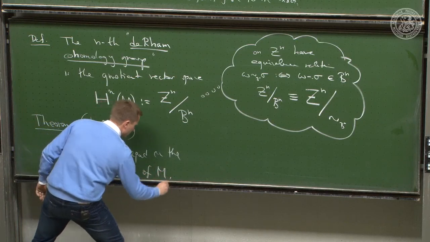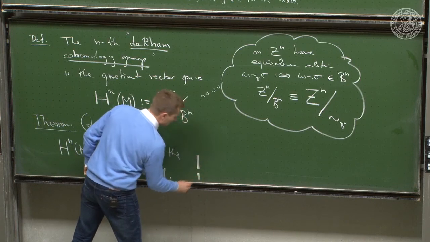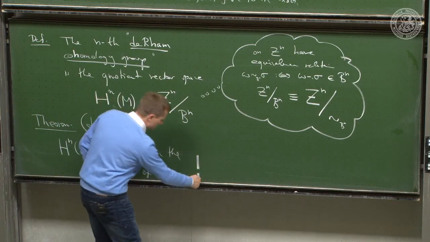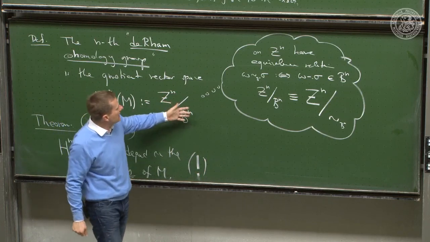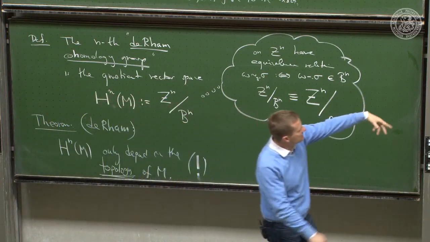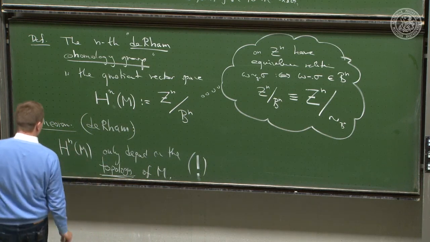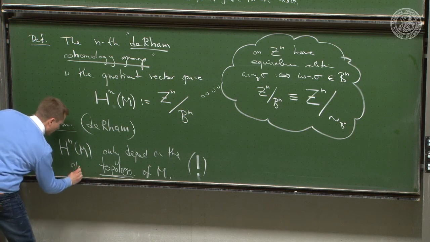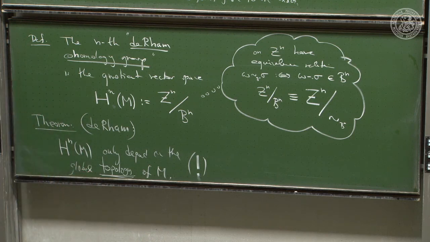of M. Now this is of course remarkable, because everything in here is defined by exterior derivatives, how they relate to each other, and exterior derivatives have everything to do with the local differentiable structure, if you wish. So I write down there, it depends on the global topology.